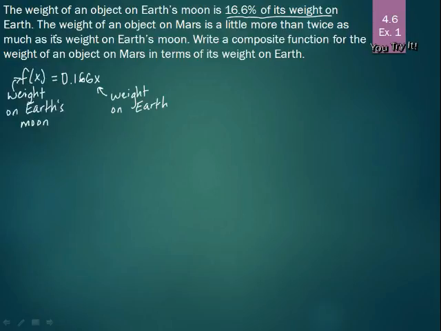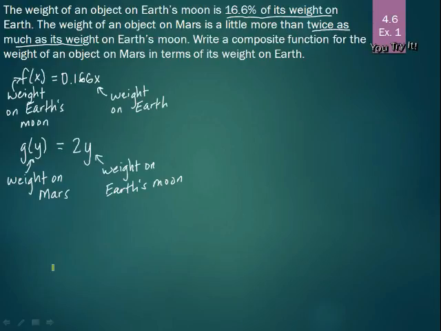And next, the weight of an object on Mars. We can call that one g of y. We'll use a different variable here. It is a little more than twice as much as its weight on Earth's moon. So twice as much is going to be 2 times whatever the weight on Earth's moon is. So 2 times y, with y again being the weight on Earth's moon.